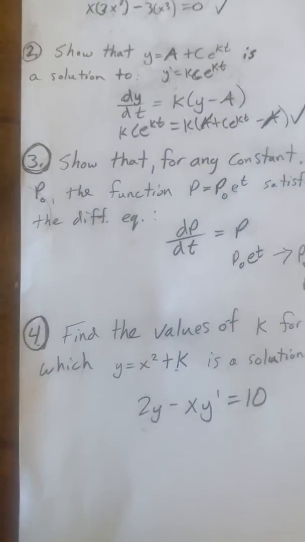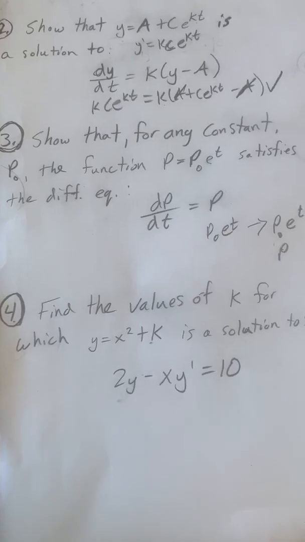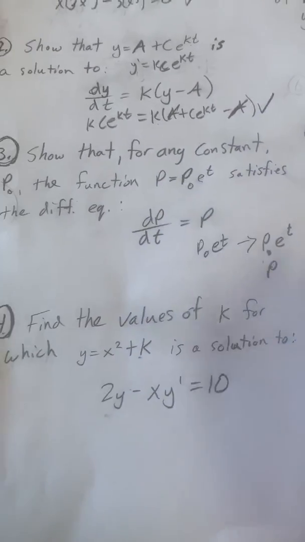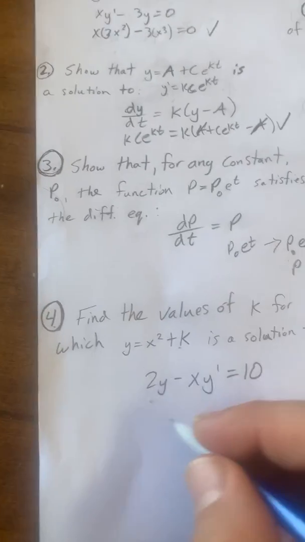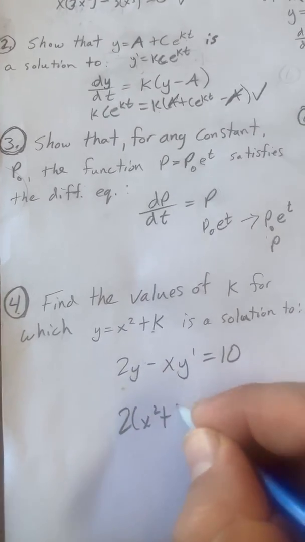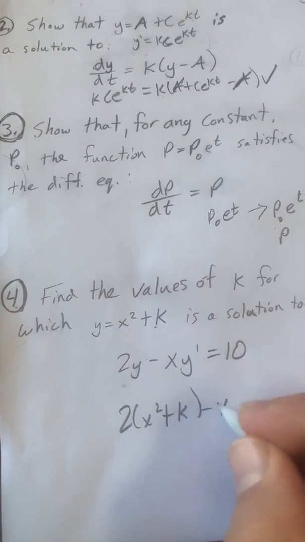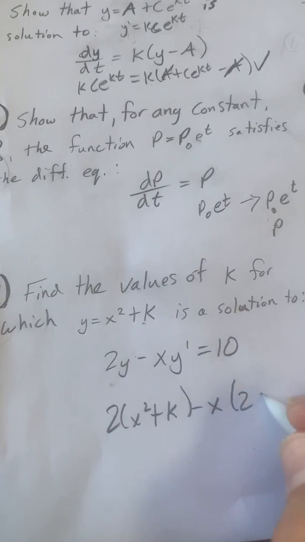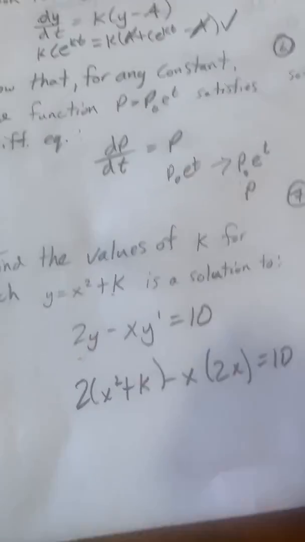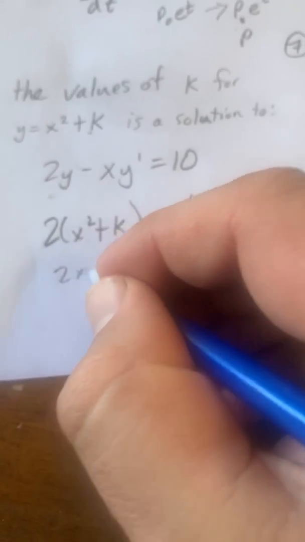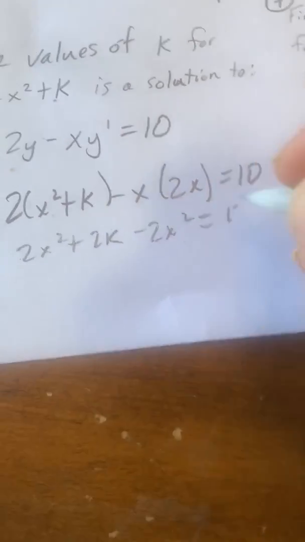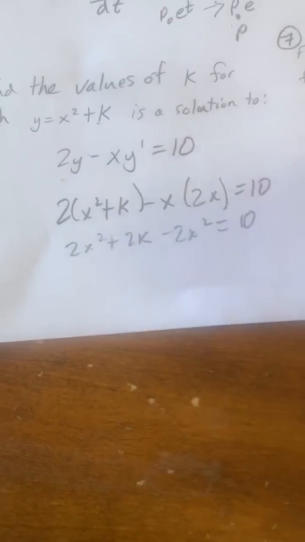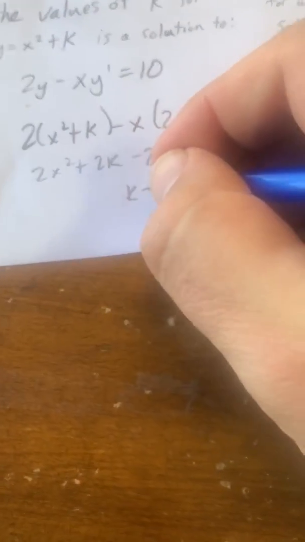Number 4 says, find the values of k for which y equals x squared plus k is the solution to this equation. First thing, if I take the derivative of this, I would get 2x. So I'm going to go down here and replace y with x squared plus k, and replace y prime with 2x, and that's equal to 10. So I get 2x squared plus 2k minus 2x squared equals 10. The 2x squareds go away, 2k equals 10, so k would have to equal 5.